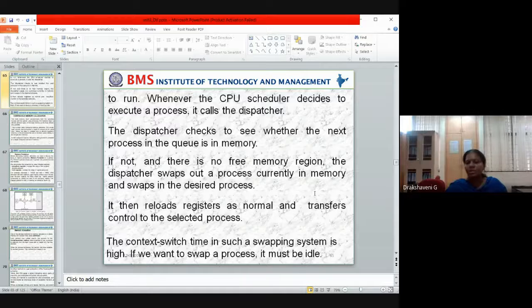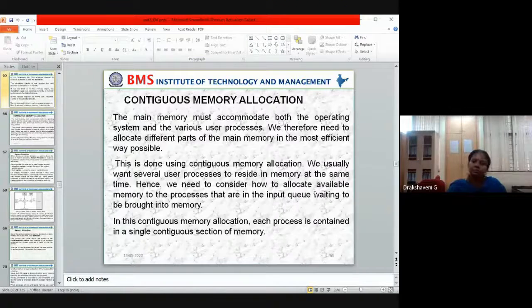It then reloads the registers and transfers control to the selected process. So whatever we are switching from main memory to CPU, and after completion back from CPU to main memory, this is what is called swapping. So the context switching time in such a swapping system is high. If we want to swap a process, it must be idle.